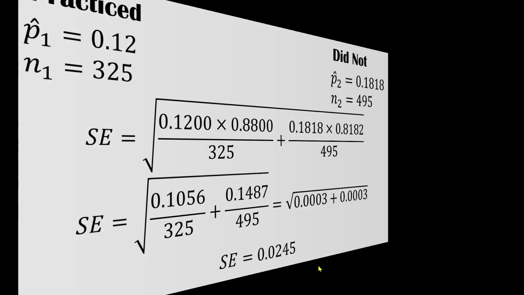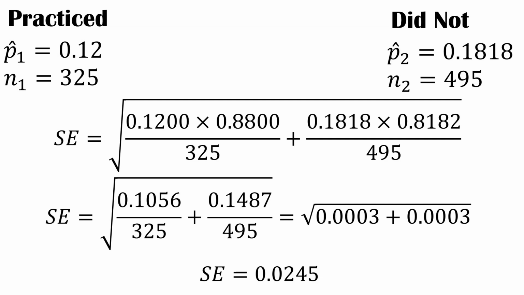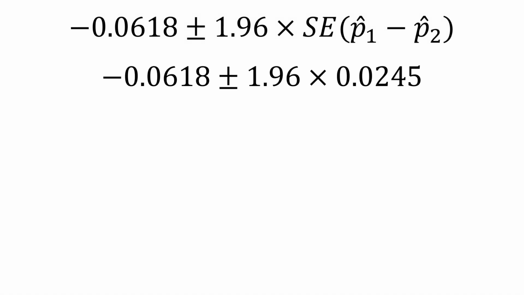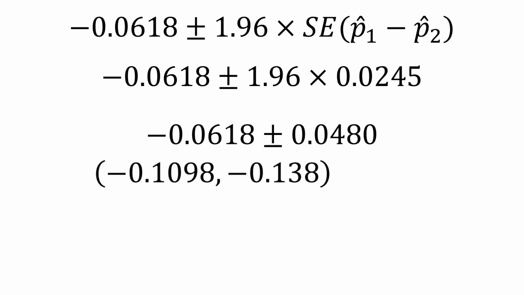So putting those numbers together, we get a standard error of 0.0245. That's our measure of uncertainty. So now we can construct our confidence interval, calculating the margin of error, and then taking our point estimate plus or minus that margin of error.